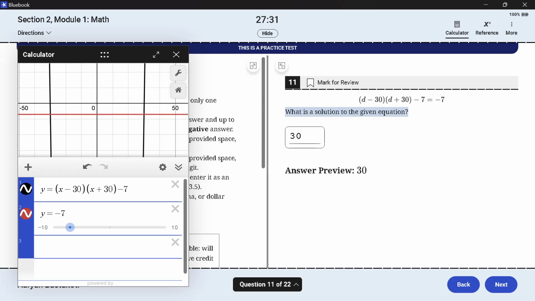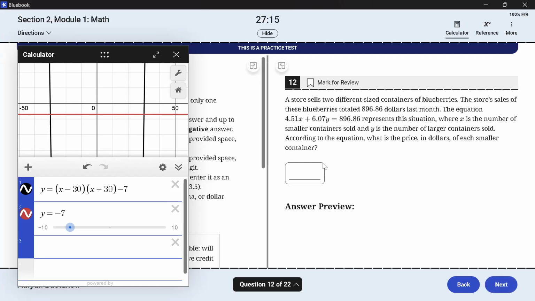We can just write any solution. So I write 30. If we were to check it, if it's 30, this term will be 0. 0 multiplied by the term plus 30 would be 0. So 0 minus 7 would be minus 7.